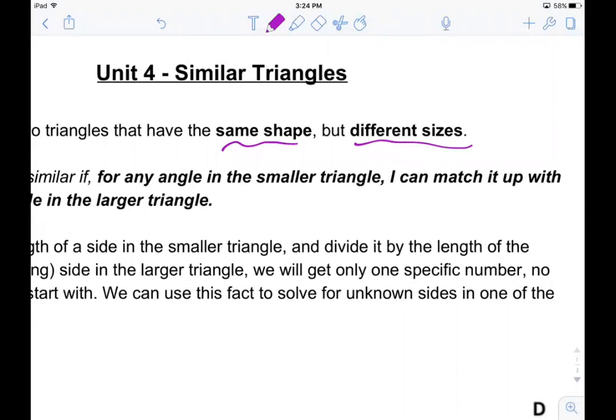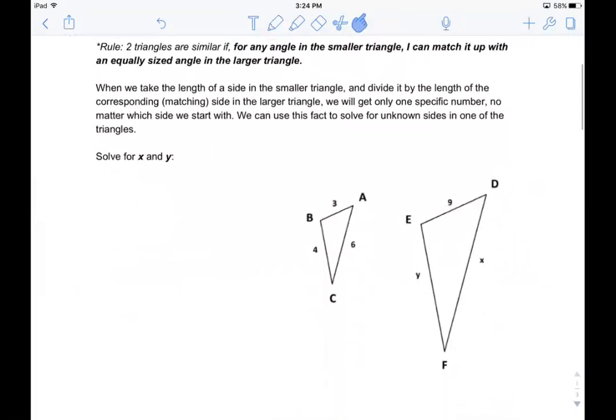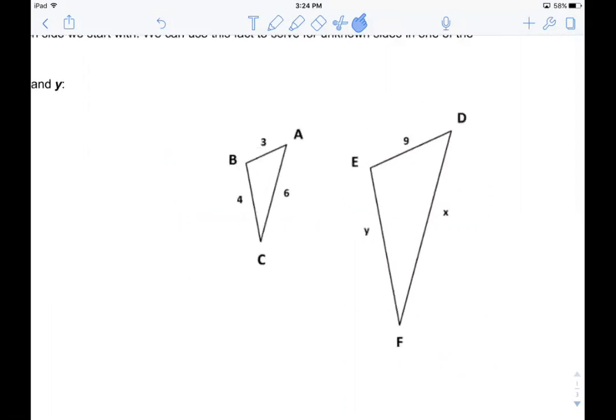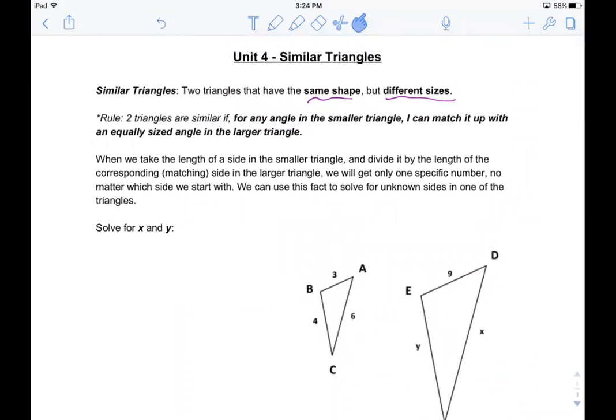That's the key. So if we take a look at the little note page that I've created for you here, you can see these two triangles are the exact kind of example that we're talking about. You can see that they clearly have the same shape to them, but they have different sizes. One is bigger than the other. So then we need to look at what are the rules that make that happen? What types of things occur when these triangles are similar? Well, we can see another rule that I've mentioned here.